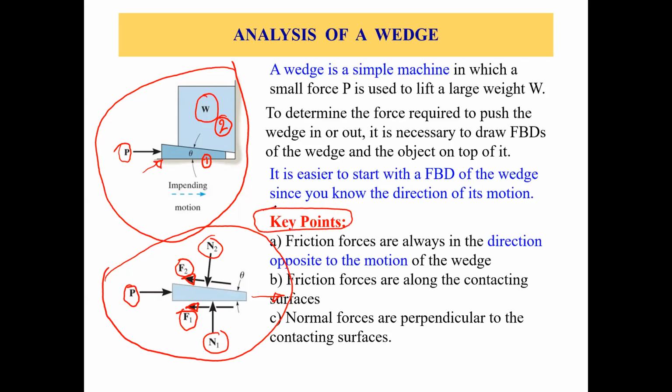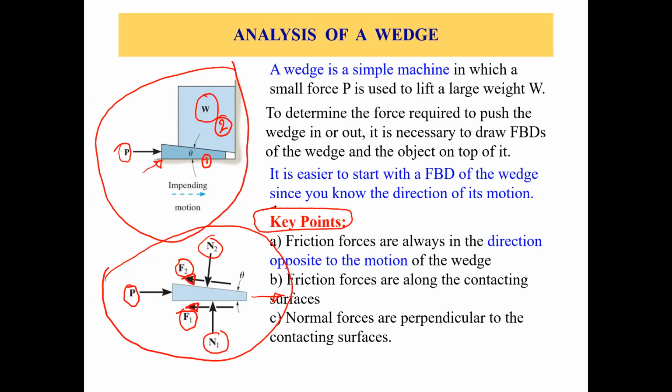We already discussed these, but let's go over them again. Friction forces are always in the direction opposite to the motion of the wedge. We already talked about how we apply the friction forces on the wedge. Next, friction forces are along the contacting surfaces. So in this case, F1 and F2.